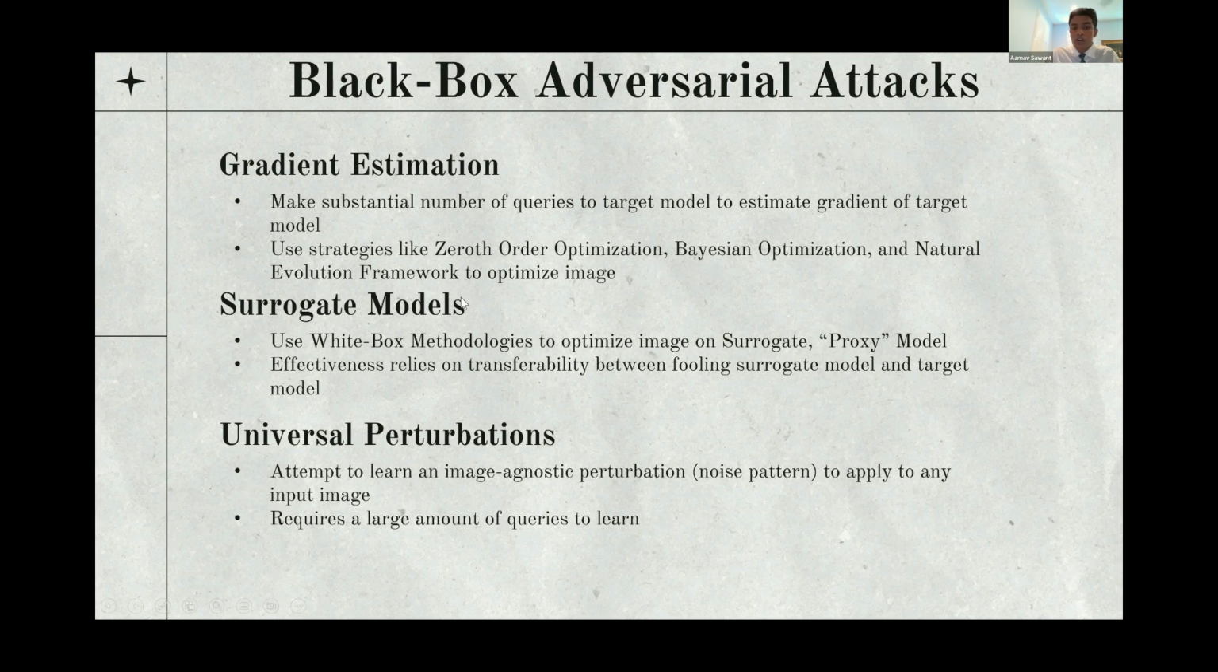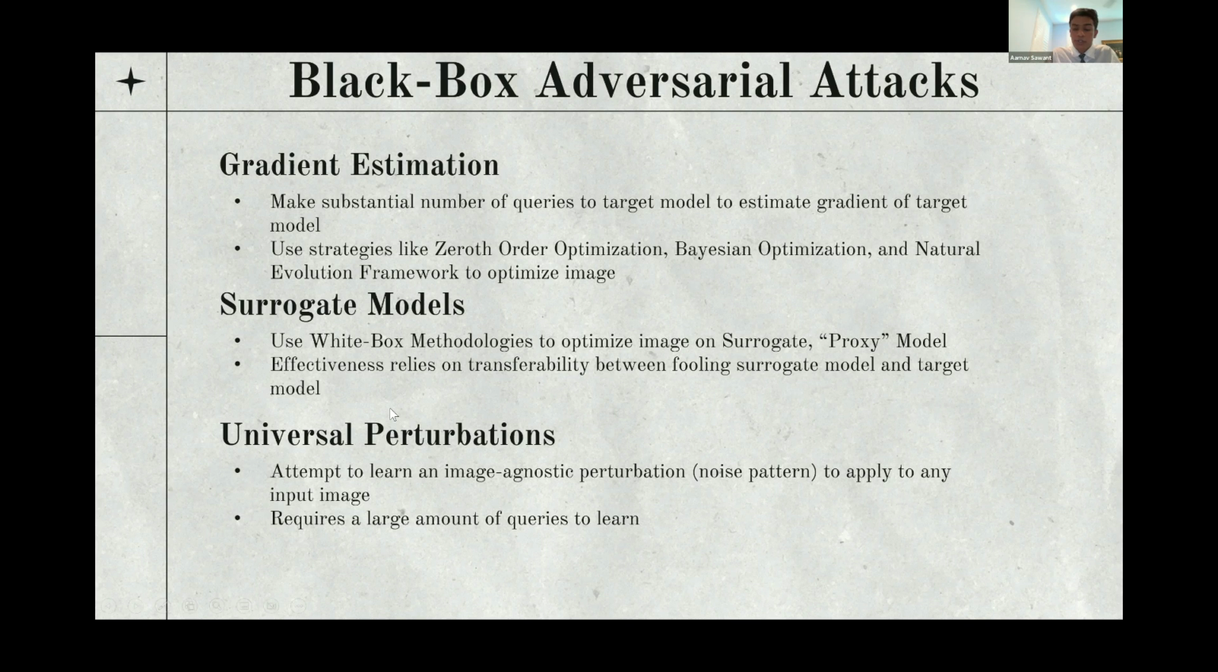The second approach is surrogate models. In this approach, what we basically do is we take a different model, not the model we're attacking, a surrogate proxy model, and we try to use white box methodologies to optimize the image on this surrogate proxy model. Then the effectiveness of the attack relies on transferability between fooling the surrogate model and the target model, where we generate our perturbation on one model and hope that this new image can fool the other model. With surrogate models, again, the main challenge is transferability.